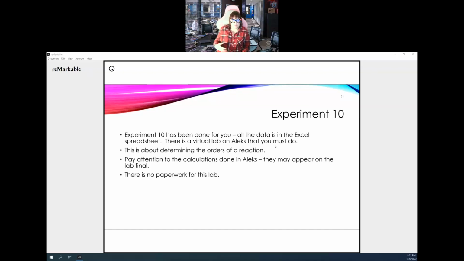And this is used to determine the orders of reaction. You want to pay attention to the calculations that are done in Alex because those calculations may appear on your lab final. There is no paperwork that goes with this. And actually, you don't need to turn in the Excel spreadsheet. But there is one and you should look at it. It will help you walk through the calculations that are required for this. So there's no paperwork for this lab. You just need to do the Alex part.